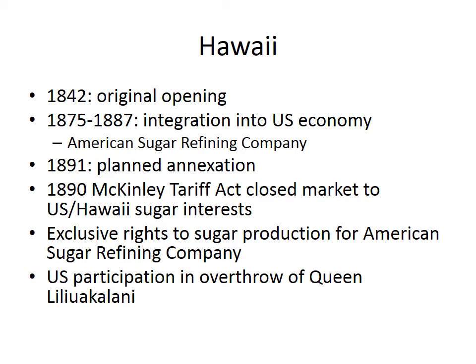With Hawaii, however, there was another interest as well, and that interest was economic, okay? Hawaii is an economy that is based on sugar, okay? Well, remember, we have two things growing. We have the agricultural sector and we have the manufacturing sector, okay? Now, let's look at this chronologically. The first opening to Hawaii, the first American introduction to Hawaii is in 1842. By 1875, the United States begins to integrate Hawaii into its economy.